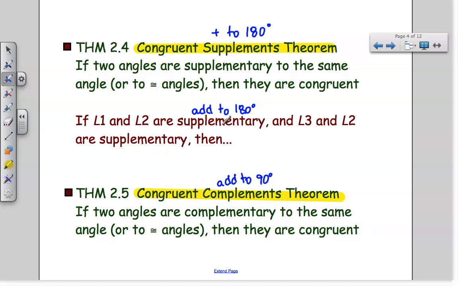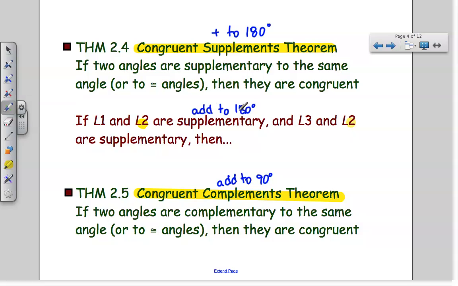What this means, if I knew that angles 1 and 2 were supplementary, and I knew that angles 3 and 2 were supplementary, and I need you to notice something here. Angle 2 is in both of these. So really, two angles supplementary to the same angle, 1 and 3 are both supplementary to the same angle because they're both supplementary with angle 2.